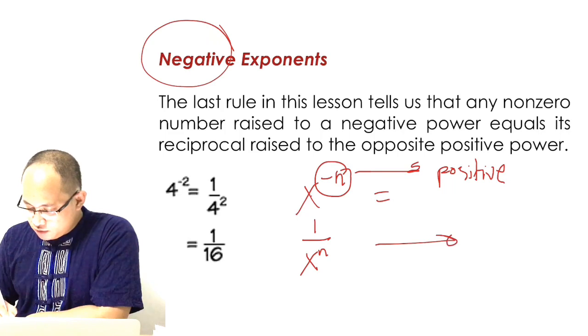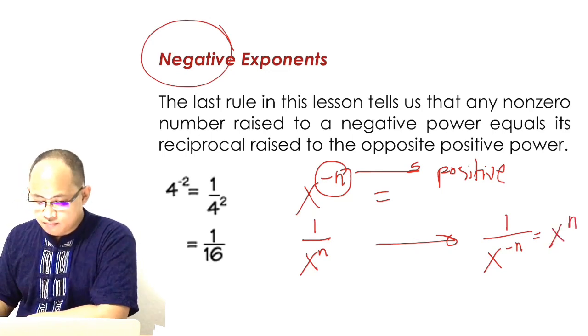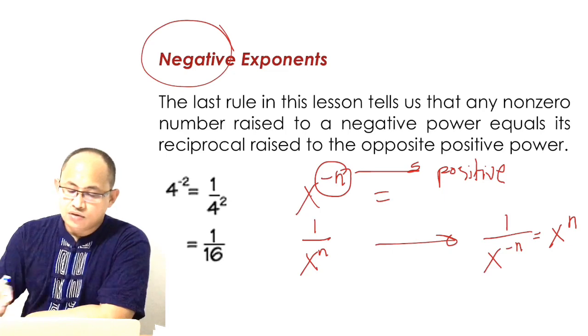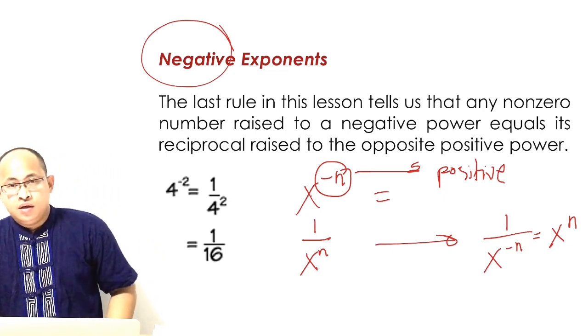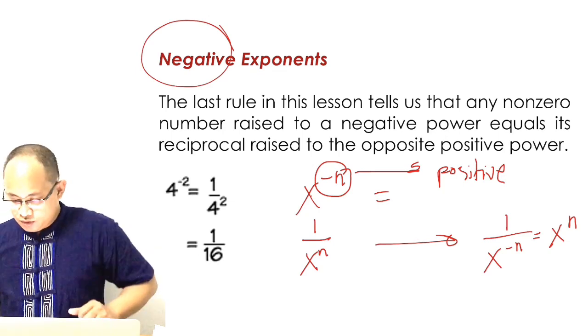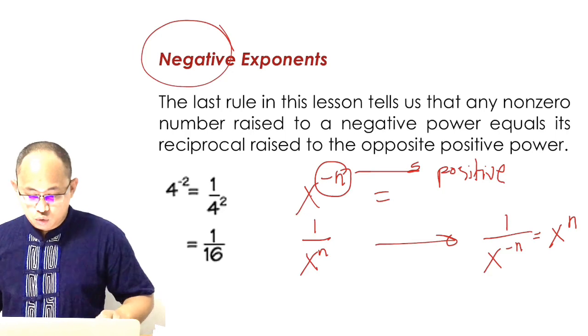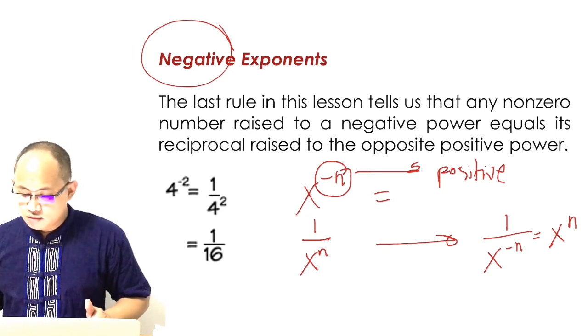What if it is 1 over x to the power of negative n? Therefore you're going to change this to x to the power of n over 1. That's how the negative exponent is done. So that's the last exponent rule that you have to remember.